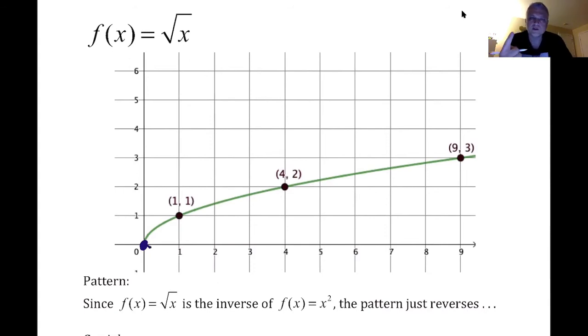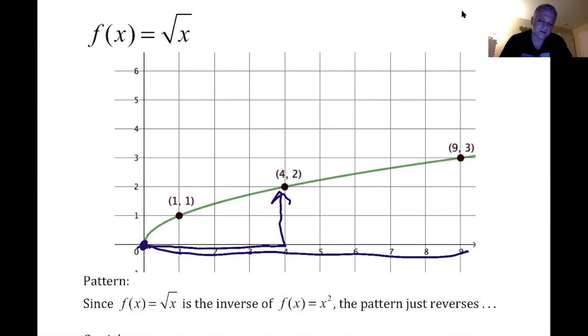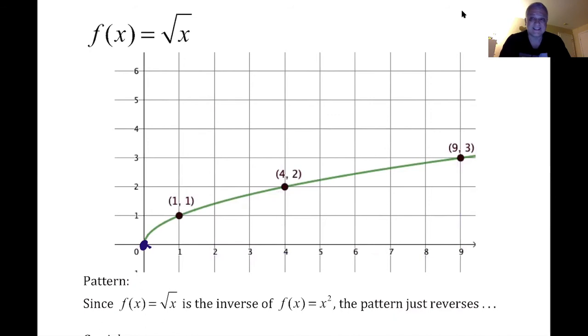So 1 squared is 1, 2 squared is 4. So I'm going to go right 4, and then the square root of 4 is 2, so I'm going to go up 2. And then the next perfect square is 3 squared, which is 9. So I'm going to go right 9, and then up the square root of 9, which is 3. Okay, so I've got 4 points. I have my starting point, a smooth curve through the other points, and that's it.